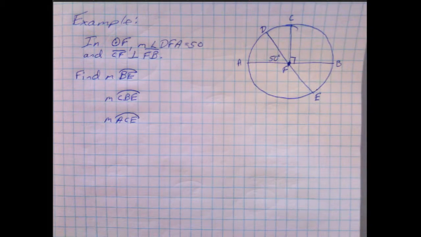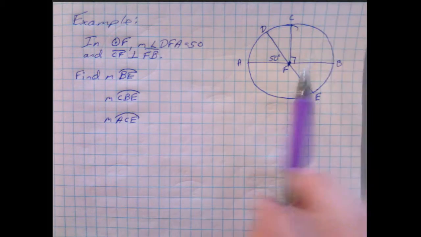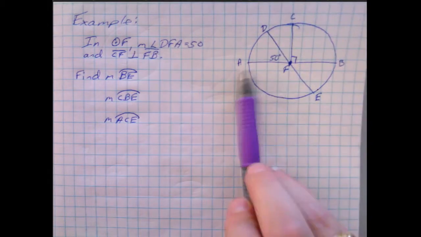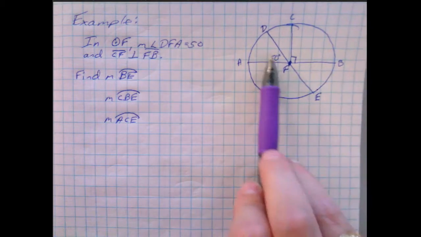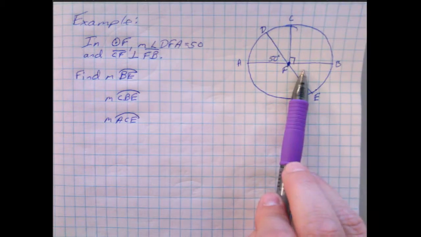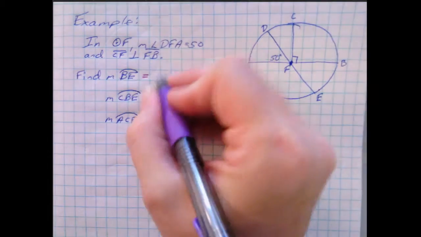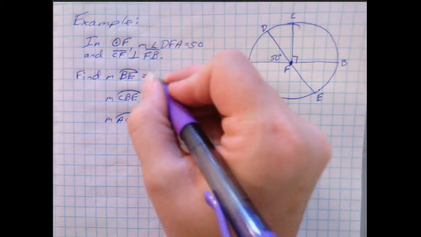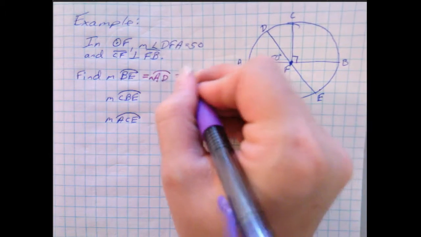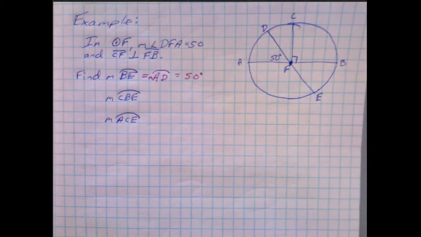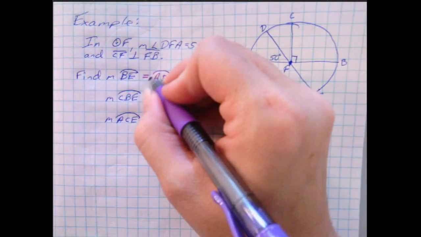Okay, well when I look at that one, I can see that DE and AB intersect. Those are straight lines that intersect, so these 2 are vertical angles. Vertical angles are congruent. So the measure of arc BE is equal to the measure of arc AD, so that is 50 degrees. Sorry, that's supposed to be an M.